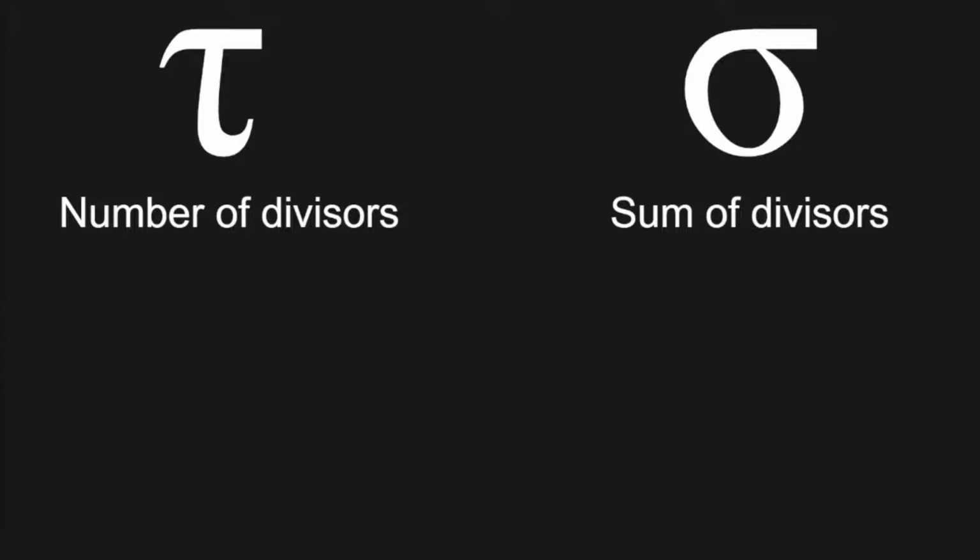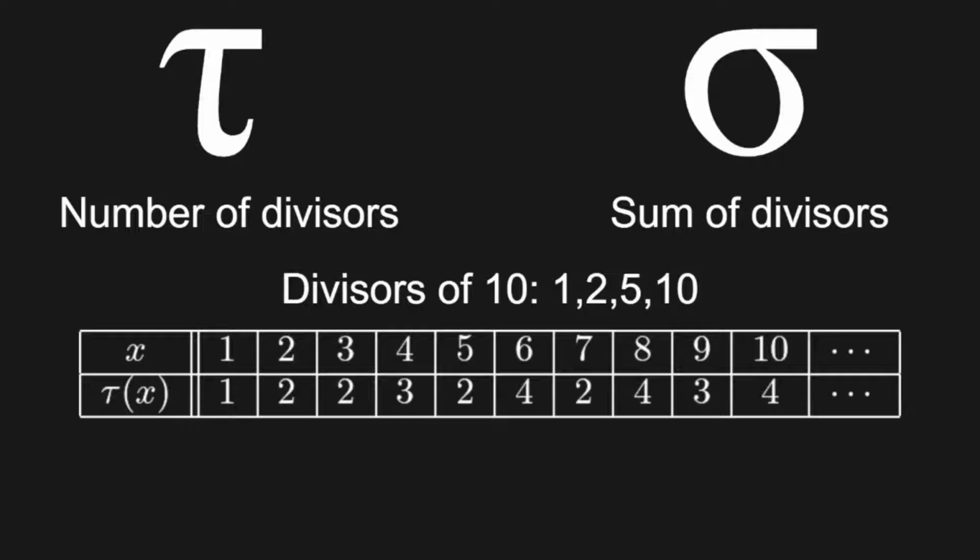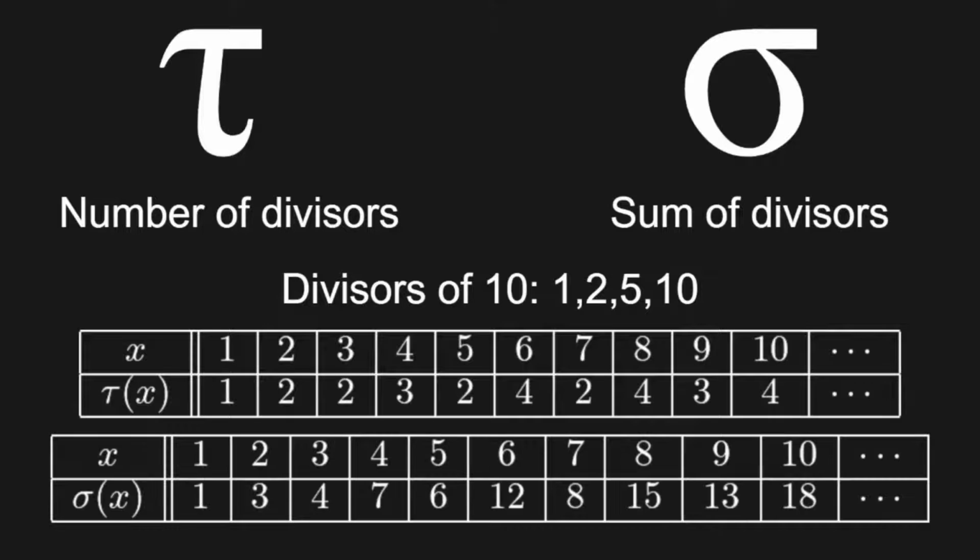The next two functions we'll talk about are the number of divisors function and the sum of divisors function. These are denoted by the Greek letters tau and sigma respectively. These functions do exactly what you would expect them to do. We can use 10 as an example. The factors of 10 are 1, 2, 5, and 10. Since there's 4 of them, tau of 10 is equal to 4. Their sum is also 18, which means that sigma of 10 is equal to 18.